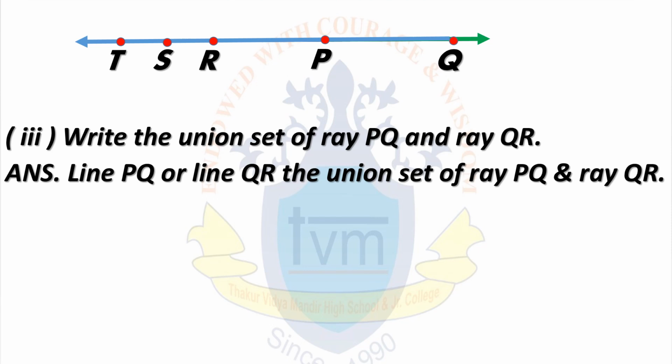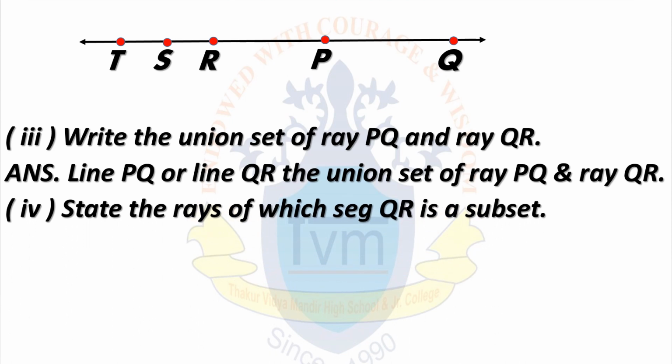You can see there are many points on this line. To name this line you can use any two points which lie on it. You can say it is line TS, line SR, line SP, line RQ, line TQ. There are many names for this line, and you can call it with any one of the names. So the union set of both the rays is line PQ.